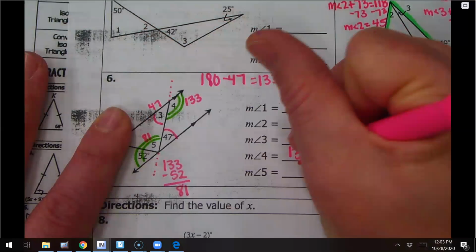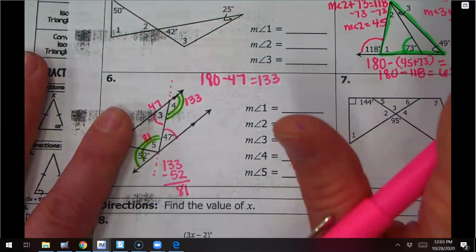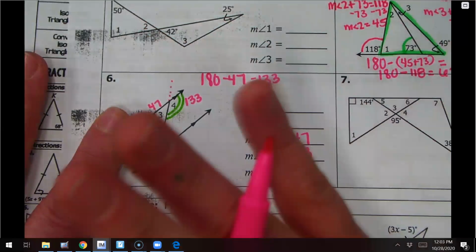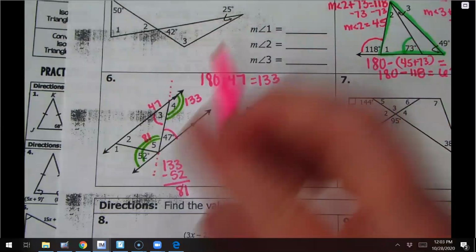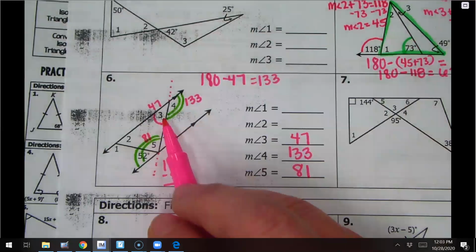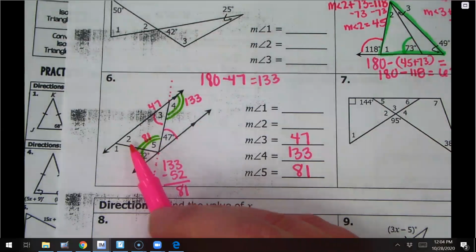This is just one approach. I just chose to start this way. Now I need 1 and 2. Well, I know that 3 is 47. I know that 5 is 81. I can find 2 with the triangle sum theorem. The whole triangle has to be 180.